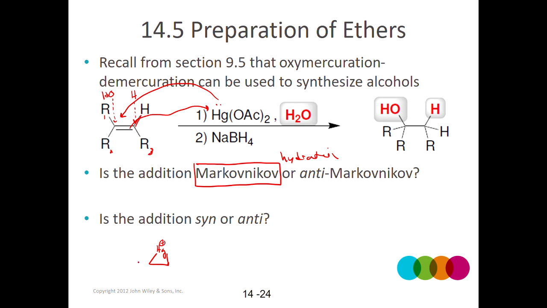So R1, we could show that going behind. If the mercury came down on top of the pi bond, R1 would be pointing away from me. R2 would be pointing out at me. R3 is on the same side as R2, so they would remain spatially on the same side. Once the three-membered ring with the positive mercury forms, the water is right there, right? They're both added in the same step.